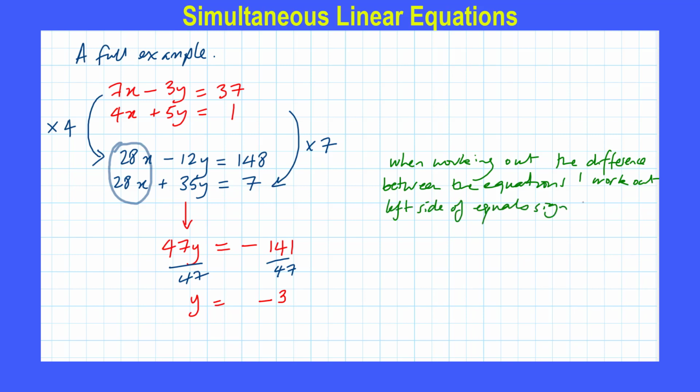So when working out the difference, as I said previously, we work out the difference on the left side and the difference on the right side. And we've got to go in the same order. So if we go from the top equation to the bottom equation, that's fine, but we must do it for both sides of the equal sign.